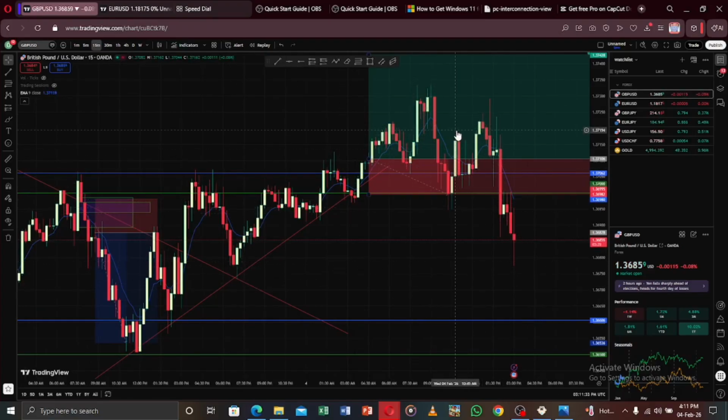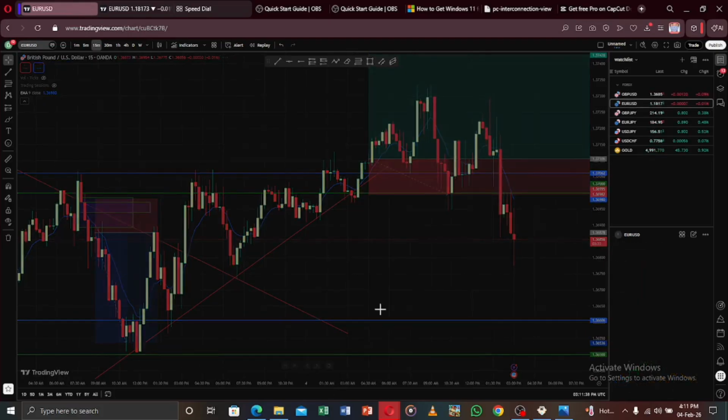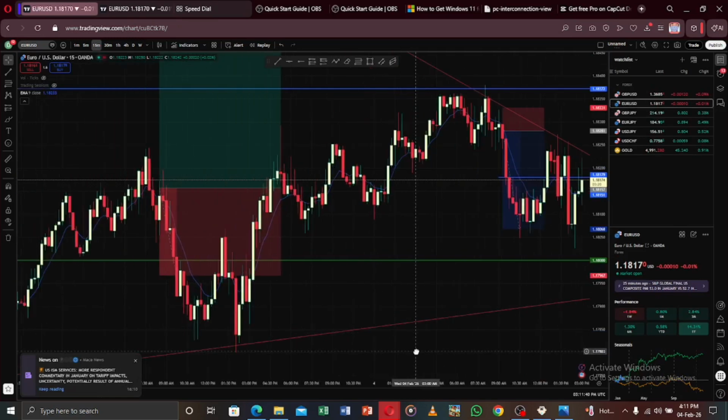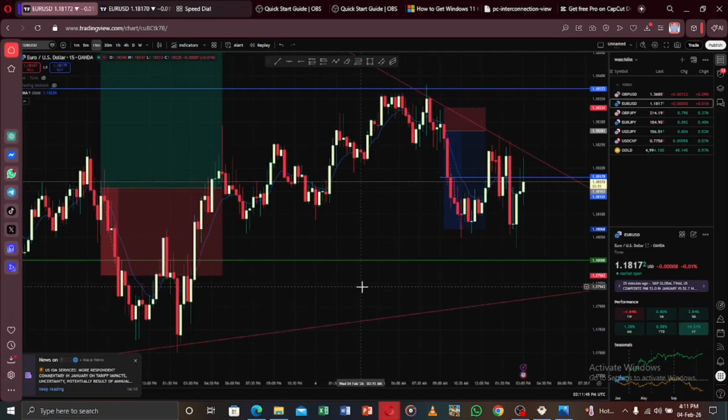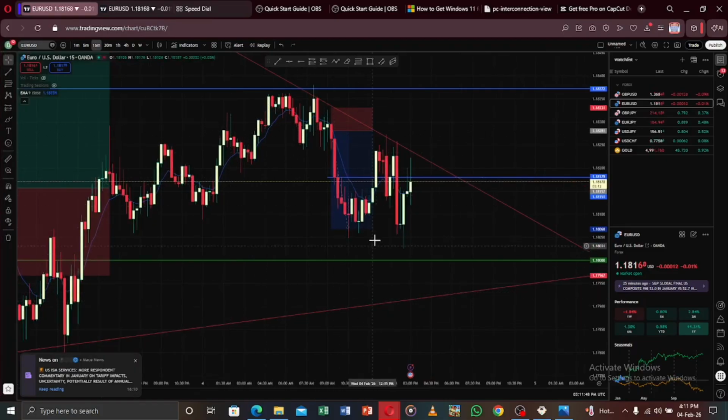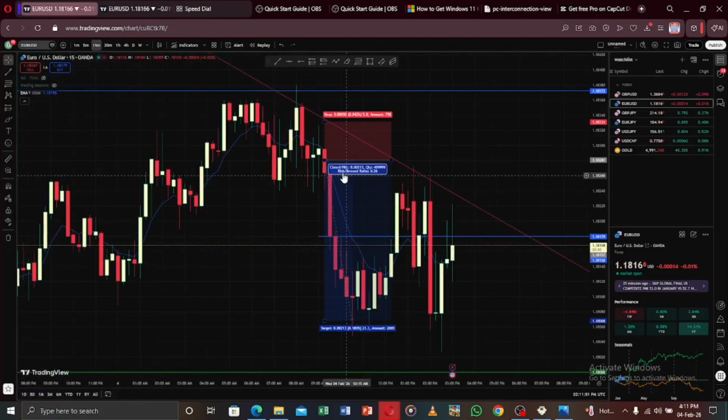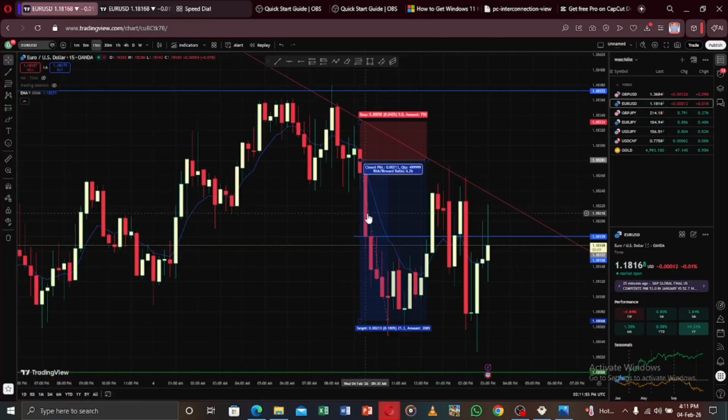The pair was Euro USD. So this one also I did not take the trade. I'll talk about it later. This one over here, the short trade, that's what I took on the account. The demo account, mind you, a $3,000 demo account.